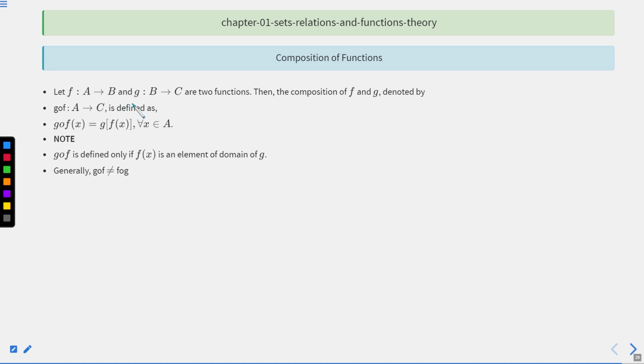Now composition of functions. Let f: A to B and g: B to C be two functions, then the composition of f and g, denoted by gof: A to C, is defined as gof(x) equals g(f(x)) for all x belonging to A. Note, gof is defined only if f(x) is an element of the domain of g. Generally, gof is not equal to fog.